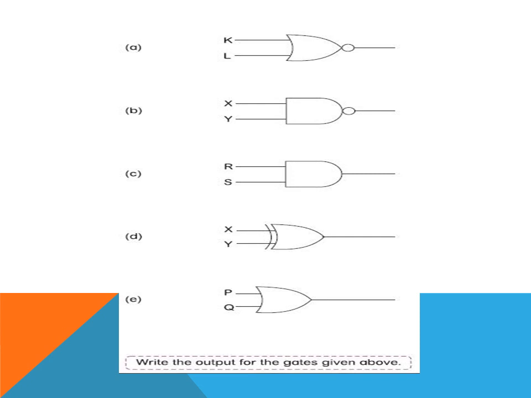In the same way, in question number B, the inputs are X and Y. What will be the output? And so on. What I need you to do is pause the video, go through your notes if you need to. See, you have drawn all these diagrams already. Now look at the diagrams and try to identify what will be the outputs. Pause the video and try this yourself.